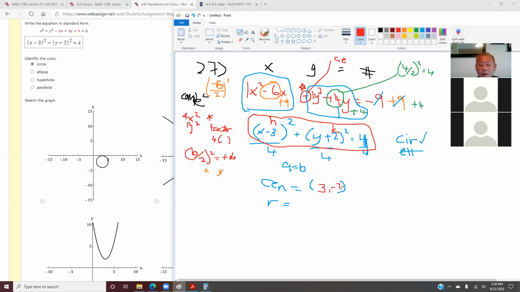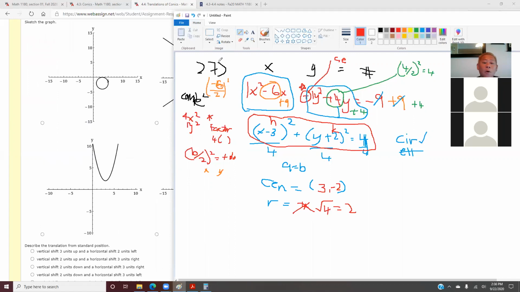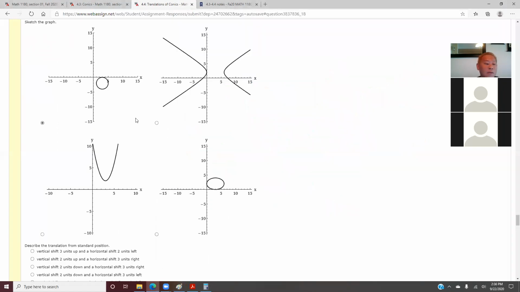And your radius is what? Don't give me 4. 4 is wrong. What's the radius in this case? It's the square root of 4, right? Don't forget to take the square root. So which is 2 in this case. The only one that looks like a circle graph to me, this one is not a circle, this is an ellipse.